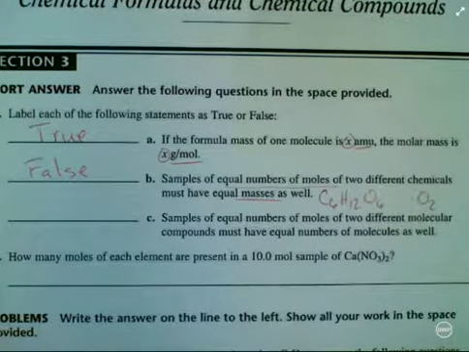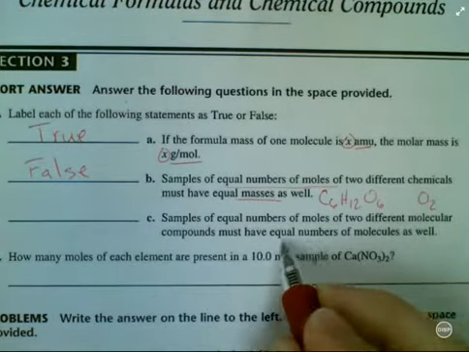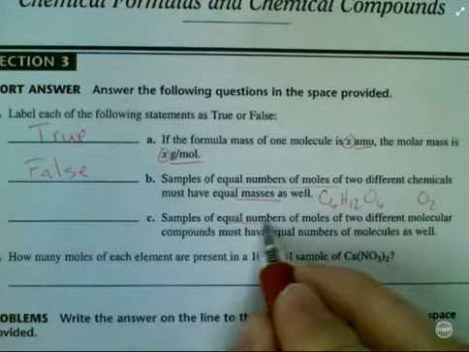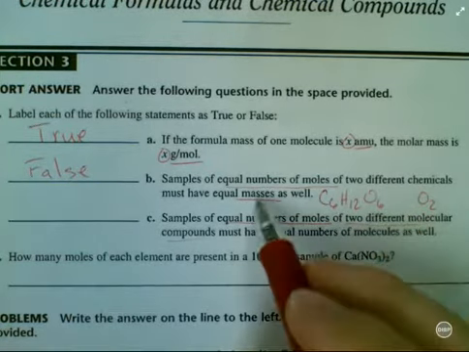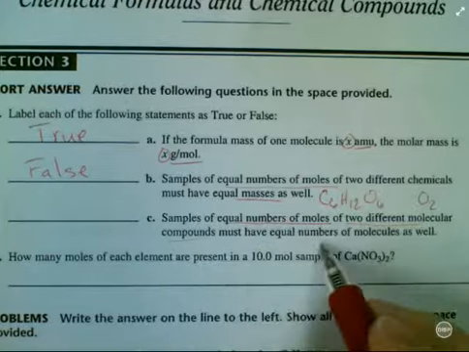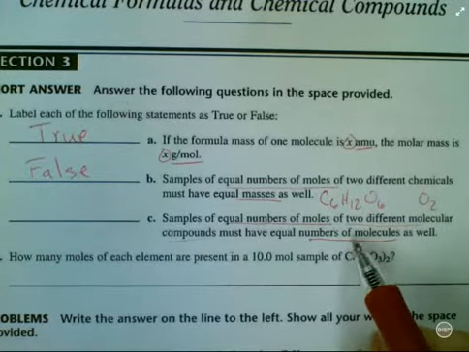C. Samples of equal numbers of moles of two different molecular compounds must have equal numbers of molecules as well. So this is a very similar question to B. However, we're ending with something different. So we're starting with equal numbers of moles, two different compounds. Okay, two different compounds, just like B. Do they have equal numbers of molecules? Not equal mass, the equal number of molecules.